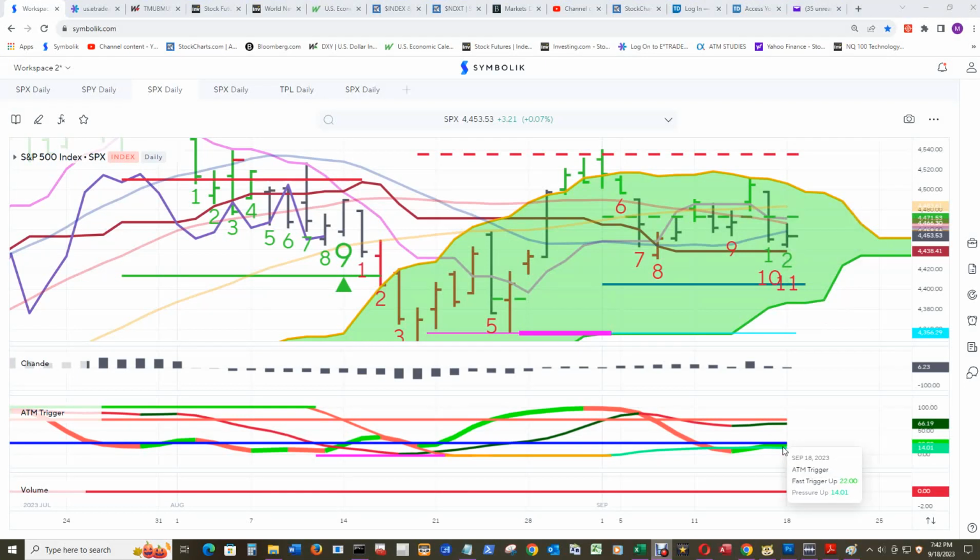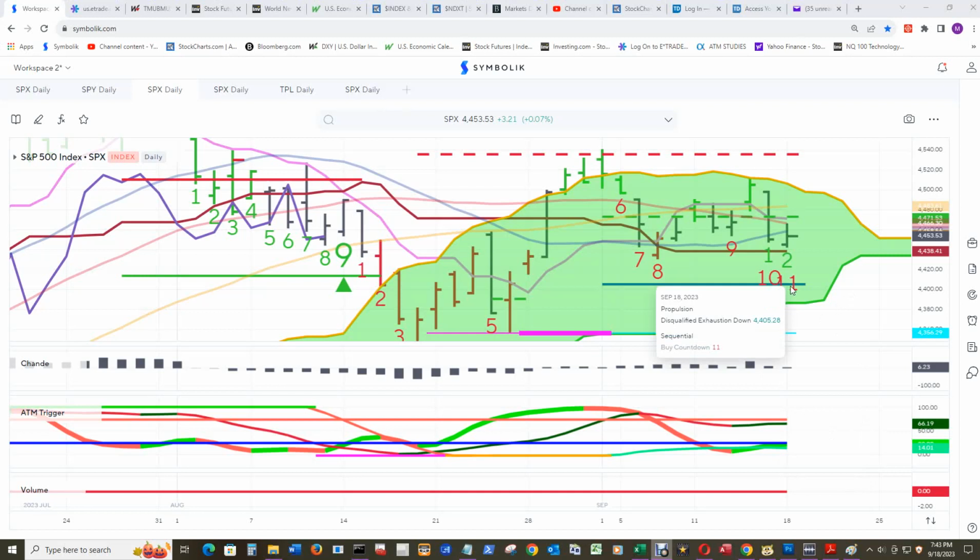And the fast trigger up still hasn't gone above the oversold line at 25. It's at 22. Pressure up is still under there too, so it's flattening out under there. Same thing with the slow trigger up, kind of flattening out right below the overbought line. So it hasn't made a move down to meet these two down here, and these two have not made a move to meet the slow trigger up here, so definitely going sideways here.